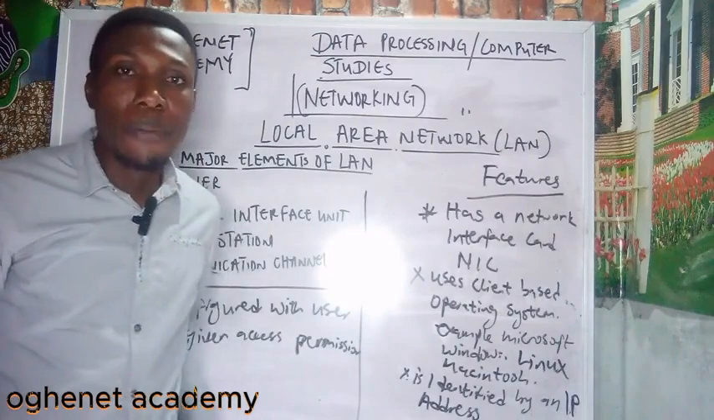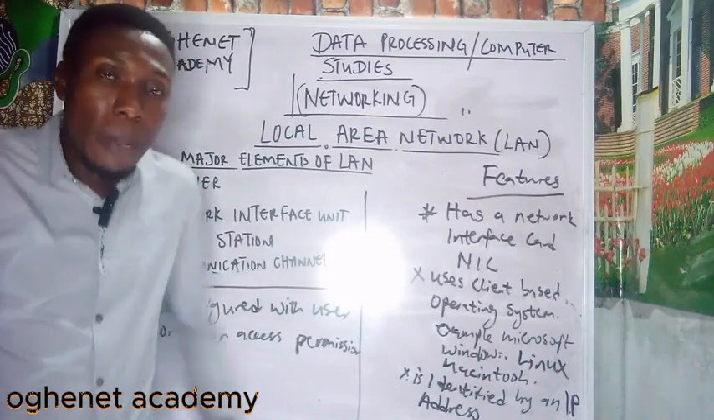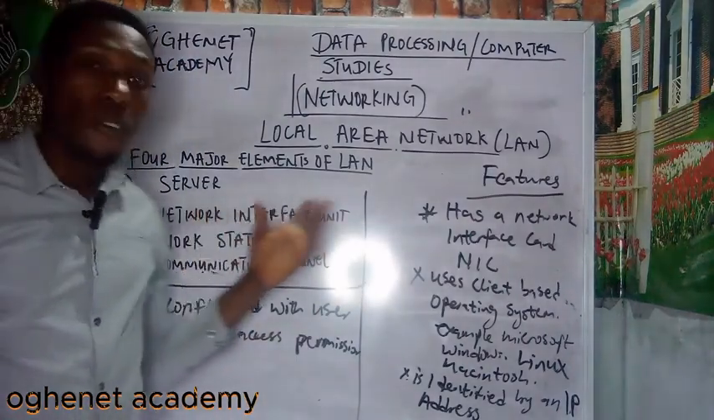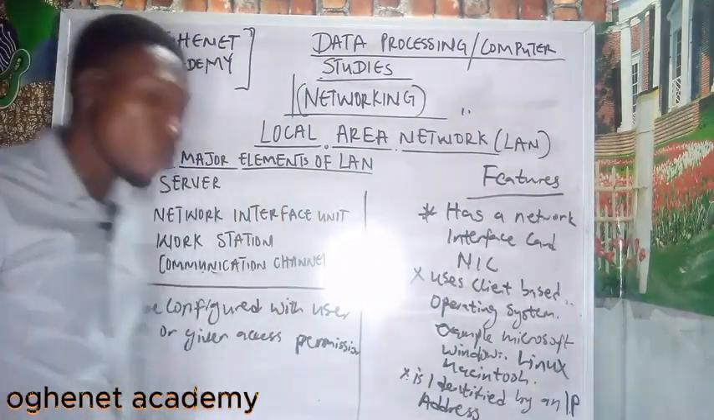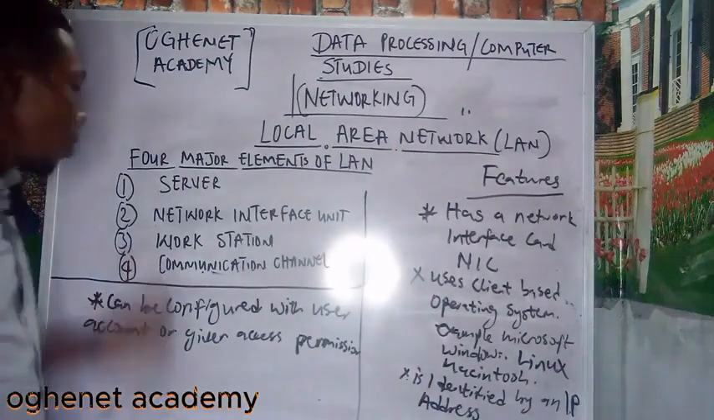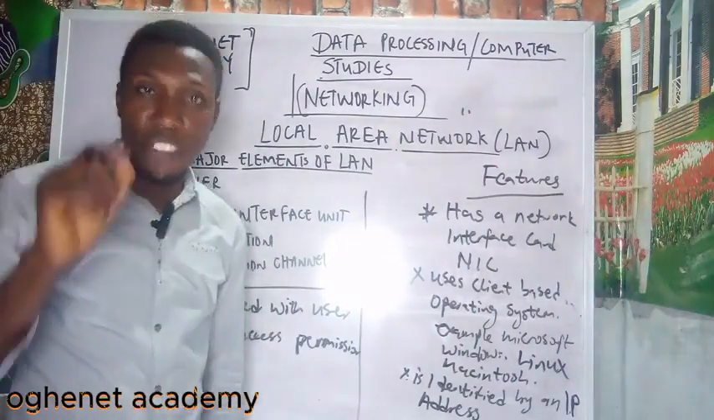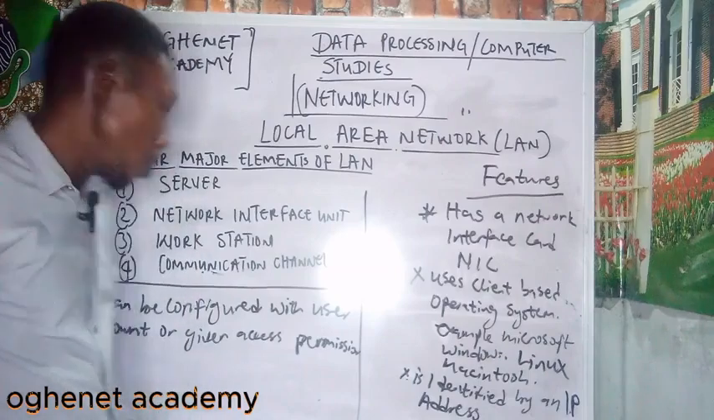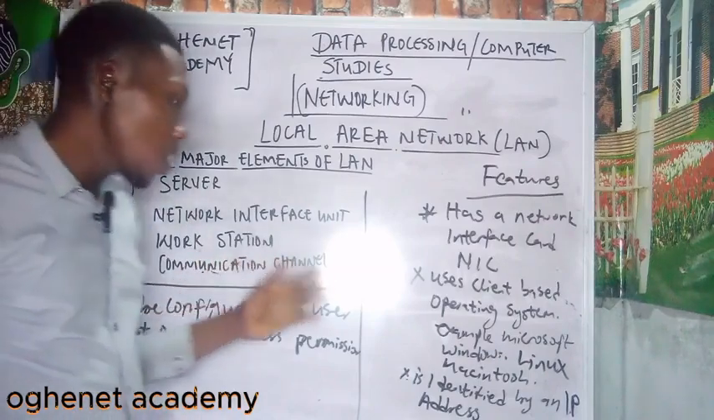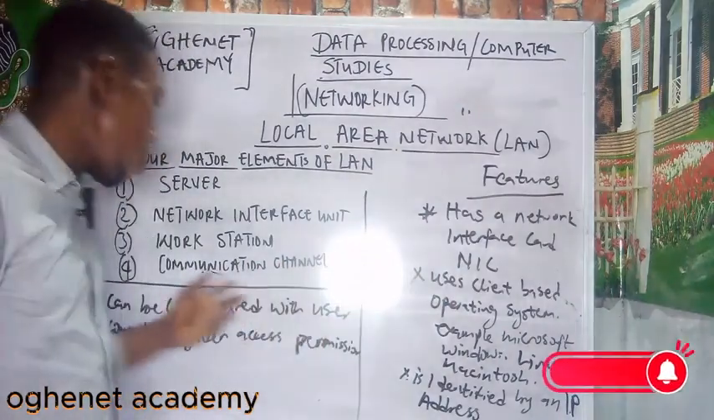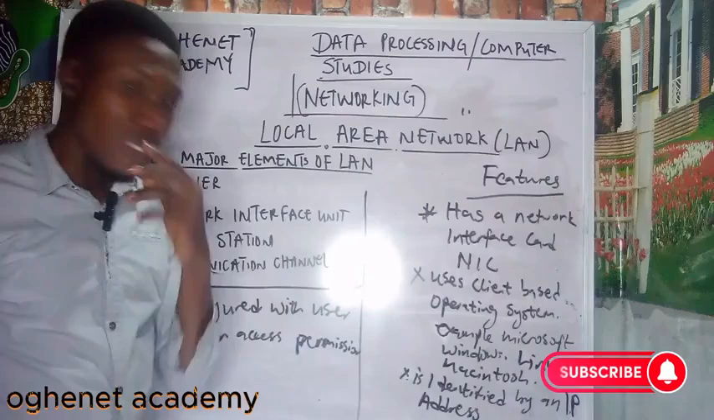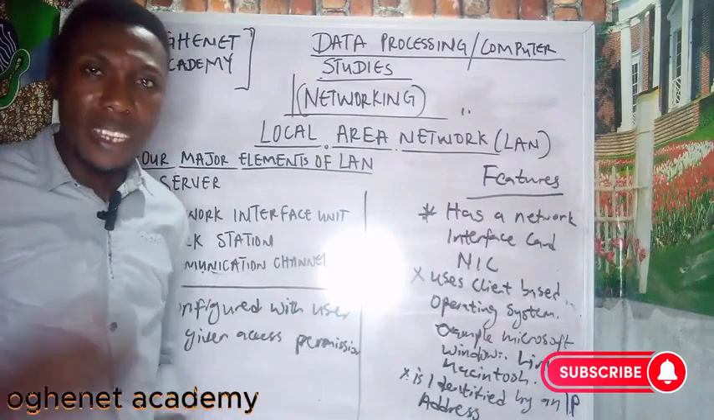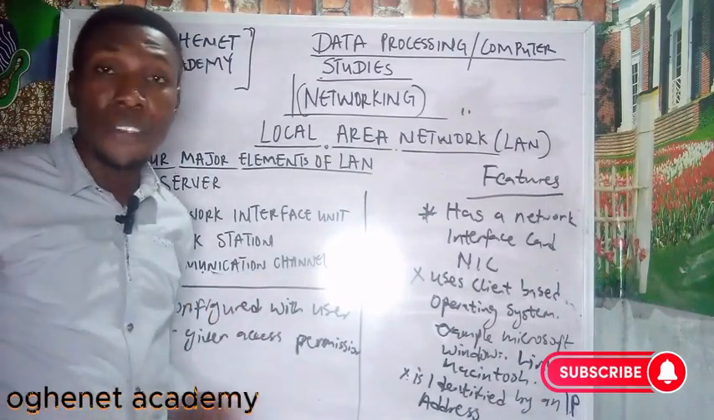Well, that is the end of today's tutorial. In the last tutorial in this series on the four major elements of the local area network, we're going to be talking about the communication channel. I want you to look out for that video. It's going to be very interesting. As a preview, the communication channel is majorly the cables that ensure that this connection is possible.